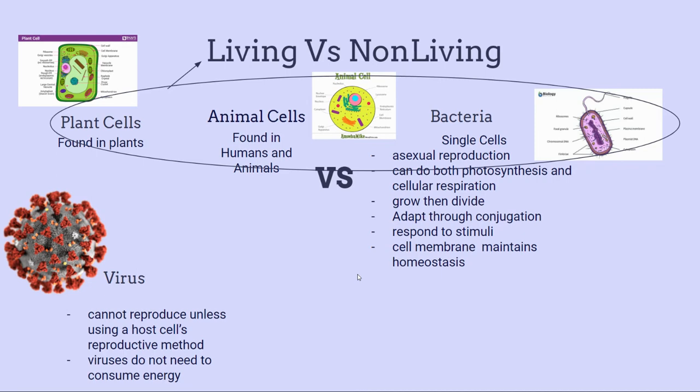So what happens is when a virus enters into your cells, rather than being able to divide on its own, it hijacks your cell's reproductive method, which is essentially asexual reproduction or mitosis. Okay. And so when the cell divides, the virus can divide within the cell, but the virus is not dividing on its own. So it doesn't reproduce on its own.